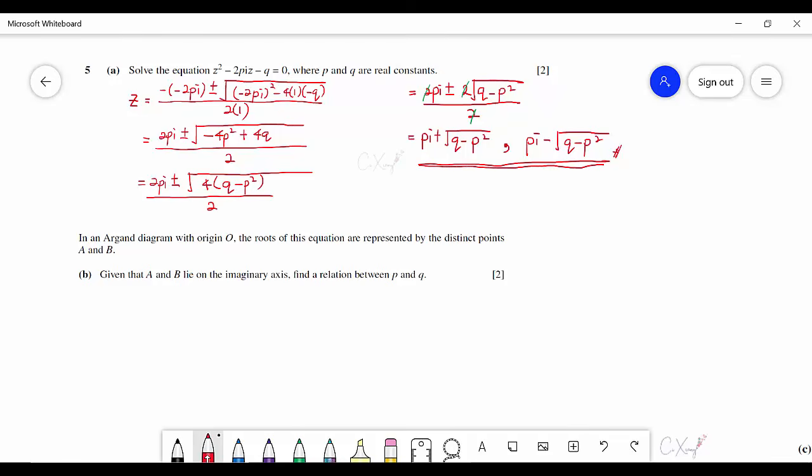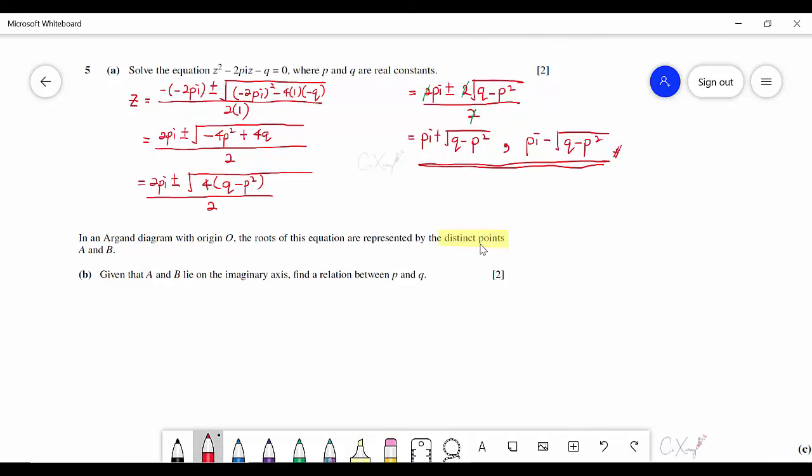Very obviously, you can see that the roots that you get are actually complex numbers. Then now let's continue to part B. They tell you that in the Argand diagram with origin O, the roots of this equation are represented by the distinct points A and B. So there are two distinct points here.